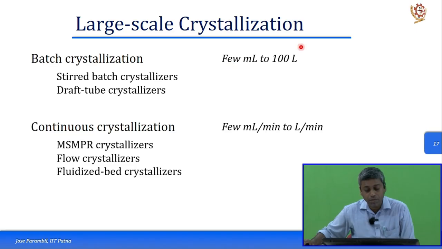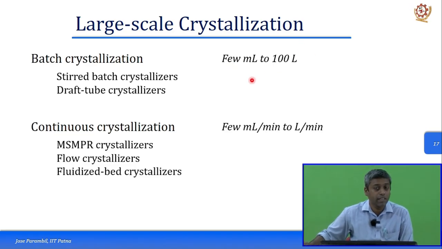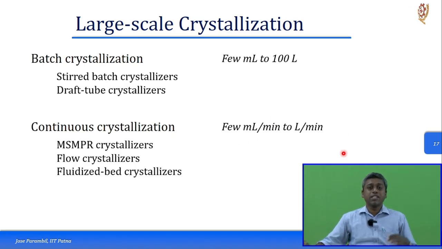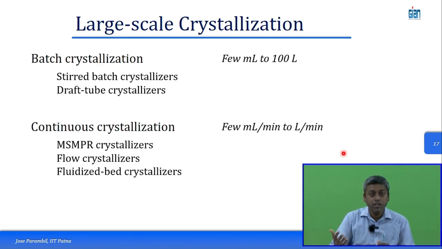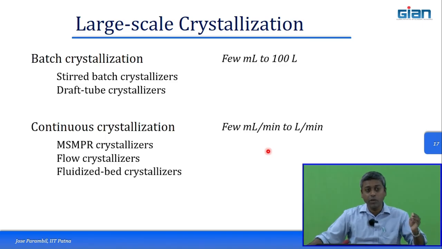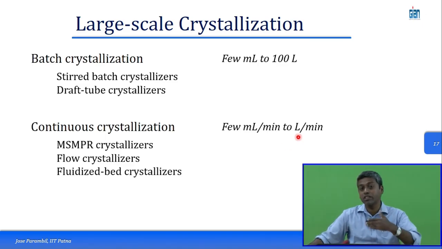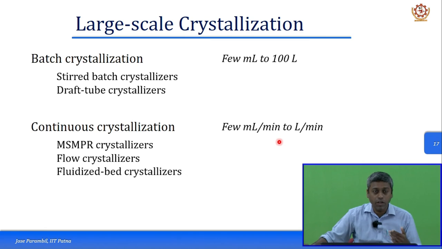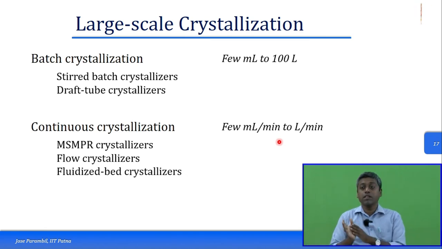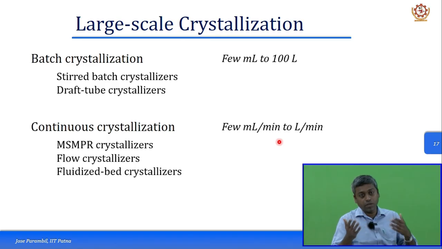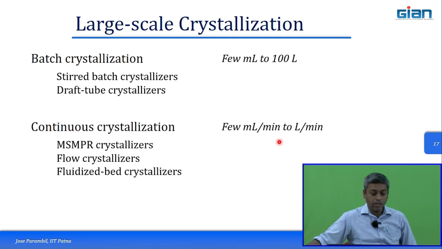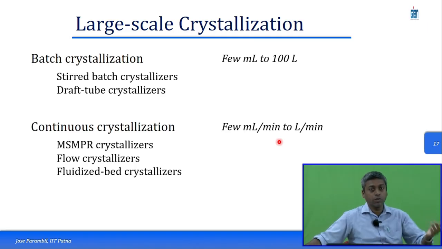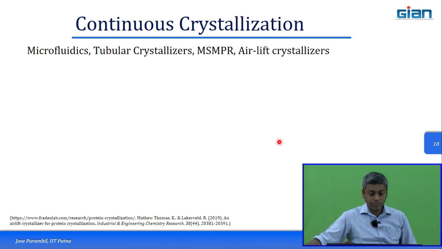Typically, batch processes can go anywhere between a few milliliters to several liters. And when you talk about continuous crystallizers, it is not the size of the reactor that matters, it is how much material you can process in unit time. Maybe you can process a few milliliters per minute, or several liters per minute. So in a continuous process, there is something called throughput. If you are able to process a larger volume per unit time, then you are able to generate more material. That way you can manipulate the system to produce as much quantity as you want.